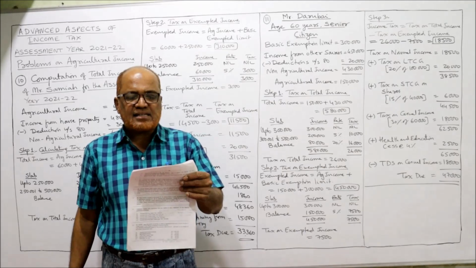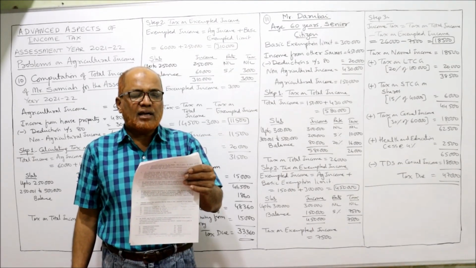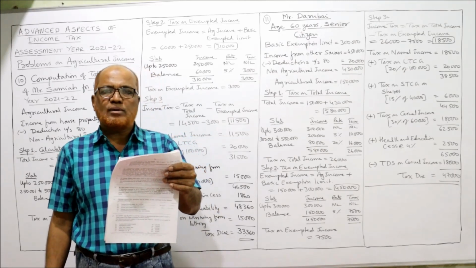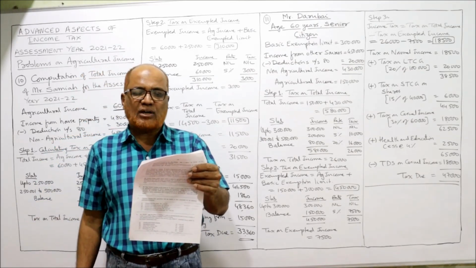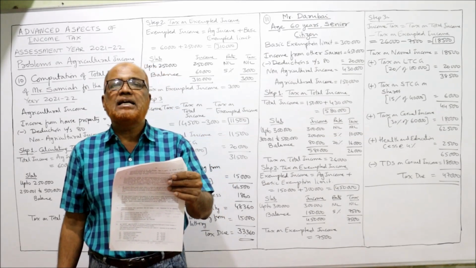Now, calculate his tax liability and tax due for the current assessment year, just like the previous problem. Income from other sources, 4,50,000. Agricultural income, 1,50,000. Long-term capital gain on gold is 1 lakh. LTCG.